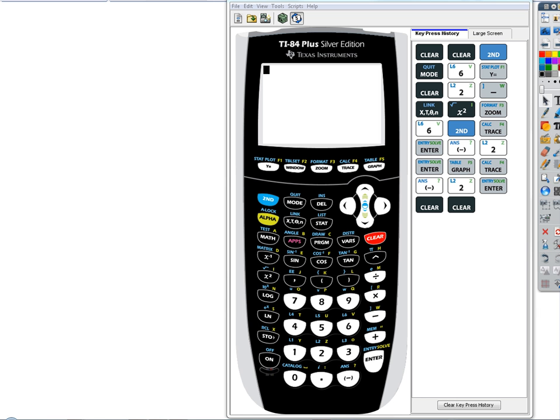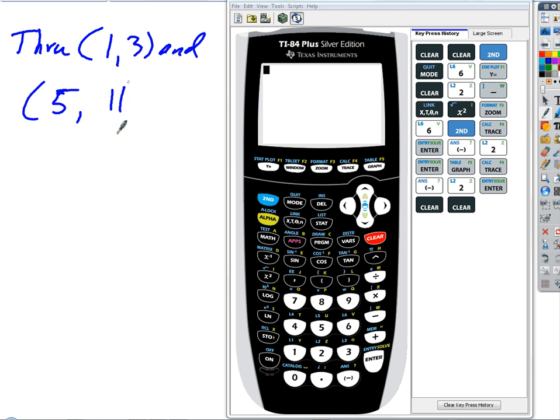One thing I want to show you how to do is a linear fit. Let's say, for example, I'm going to throw a couple of these problems on there. You can do these multiple ways, but with a graphing calculator, we can even make this easier. Let's say we want to find the equation of a line through the points (1, 3) and (5, 11).